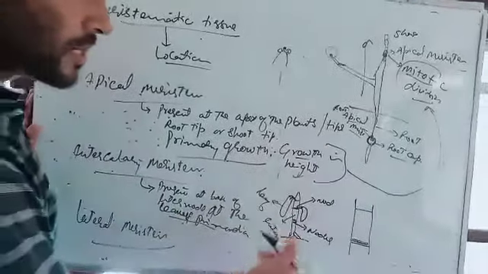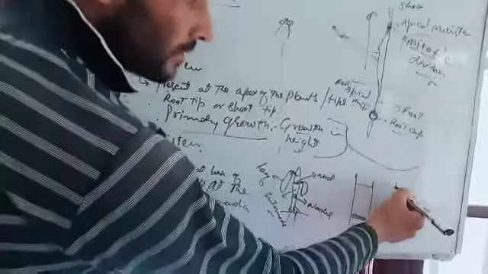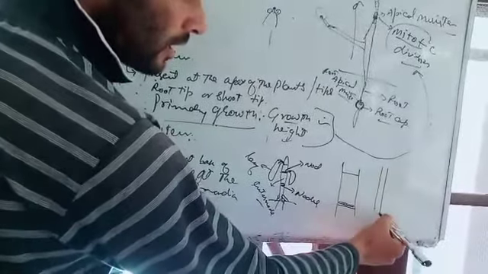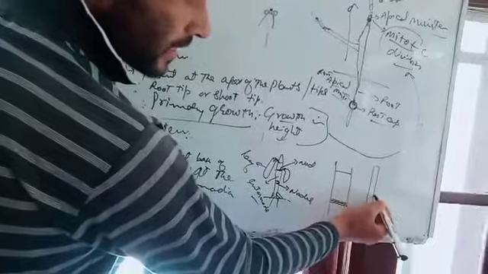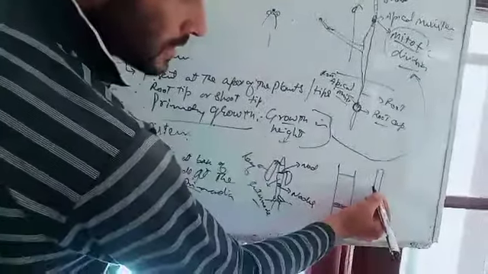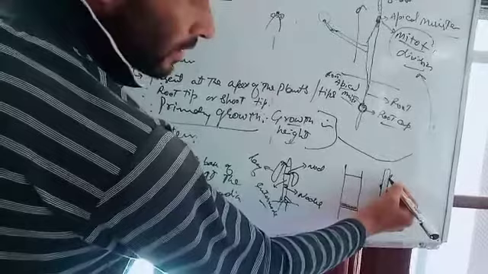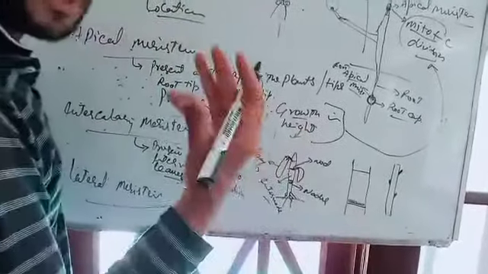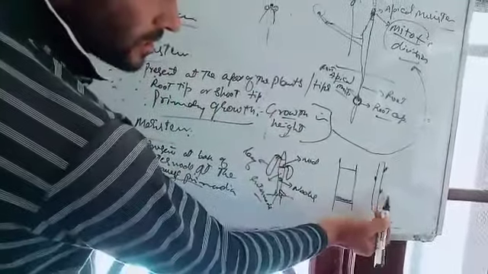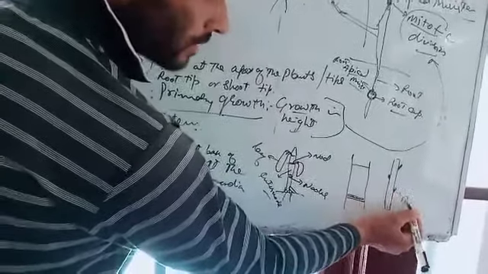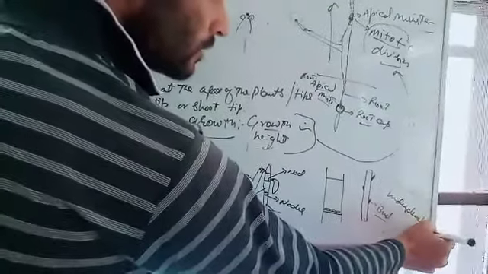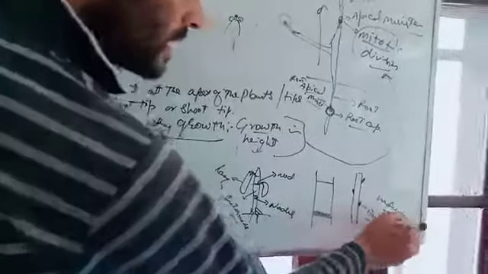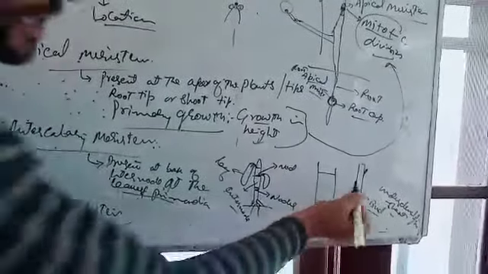What is the function of intercalary meristem? You might have seen a stick or a branch of a tree like this, having structures like these. On a branch of a tree, these structures are known as buds. What is a bud? Actually, a bud is an underdeveloped shoot.